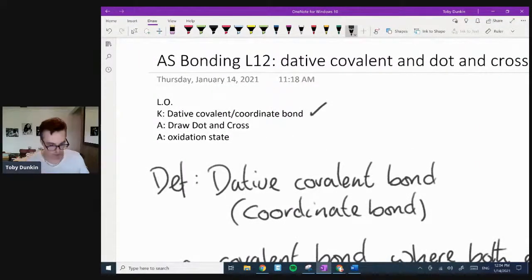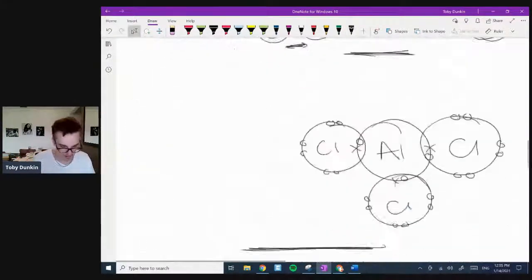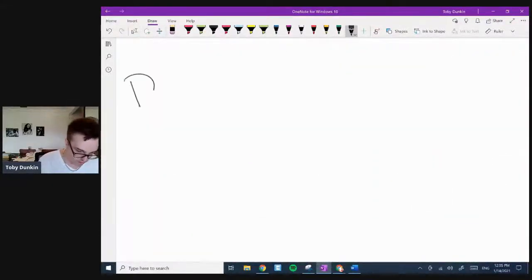Now, at this point, we're done with dative covalent. We're dropping into dot and cross. Now, you guys have been doing dot and cross diagrams since GCSE, and I think everyone tended to find these were relatively easy things to do. They're like, oh, yeah, you just draw the circles. You take the sticks, you draw circles around them. So we can now do a subheading of dot and cross.